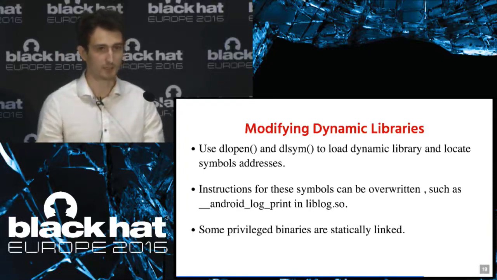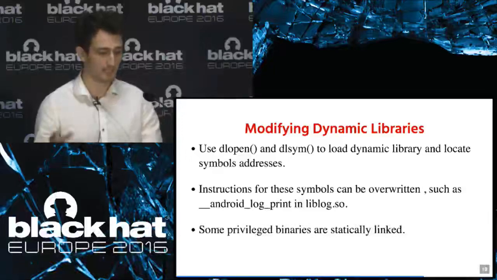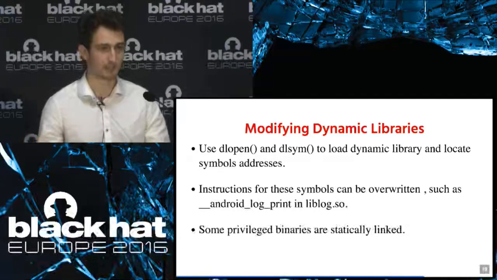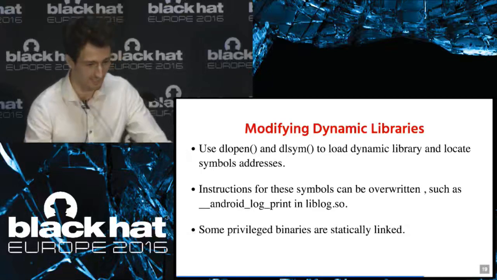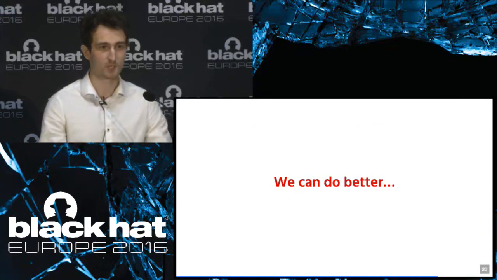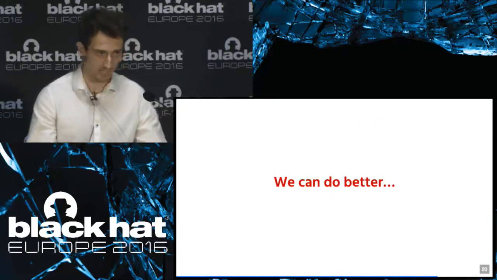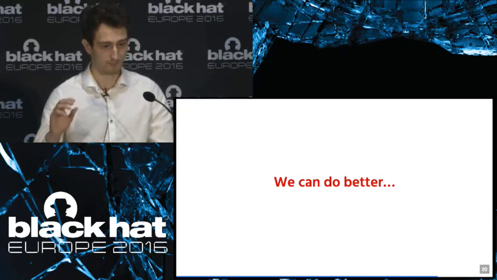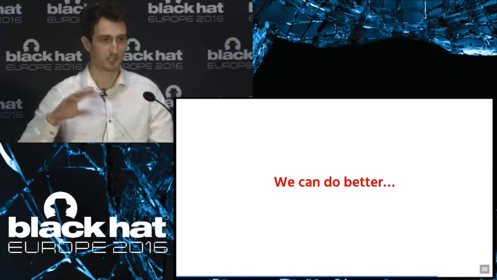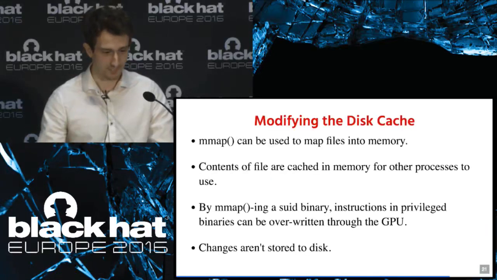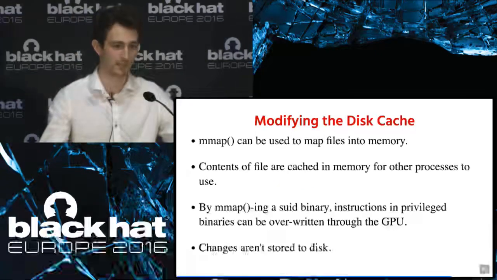The one downside with this attack when modifying dynamic libraries is that some privileged binaries are statically linked, so you can't modify dynamic libraries in order to influence the operation of statically linked binaries. But we can do a bit better. If we think about how shared libraries work, it's just an mmap under the hood, and mmap just acts as a disk cache. So whenever you load a file into memory through mmap, the contents are shared between multiple processes as long as nobody writes to it. So we could actually go ahead and modify the disk cache directly.